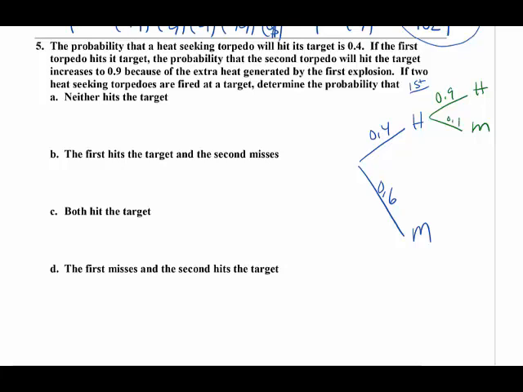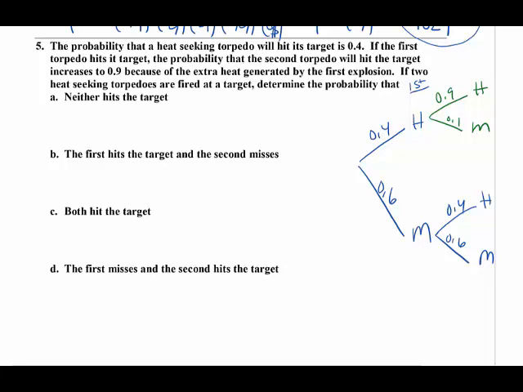And then it says here, okay, if we hit the first one, it increases. If we didn't hit the first one, it doesn't help us. So down here when we missed, we're still going to hit or miss. But the probability here stays the same because the heat didn't help me. So this is where I would draw this out.